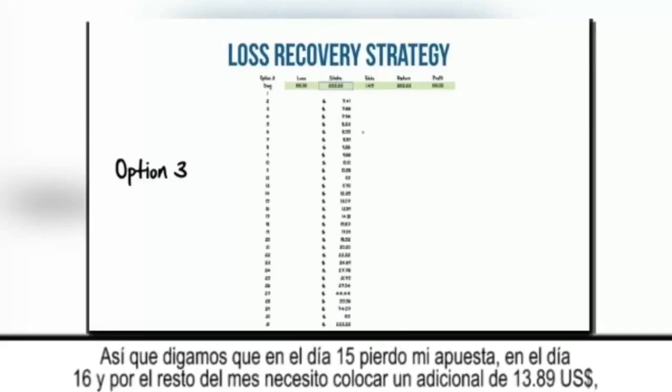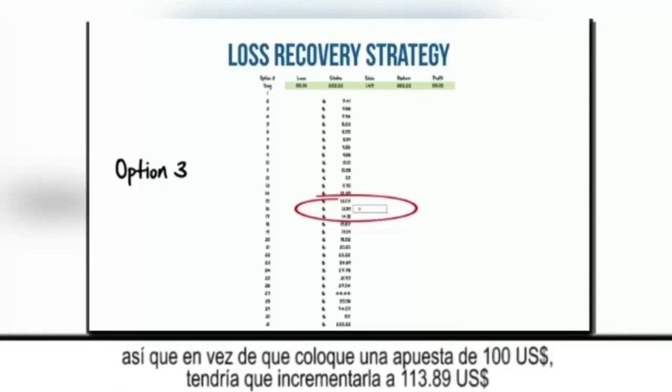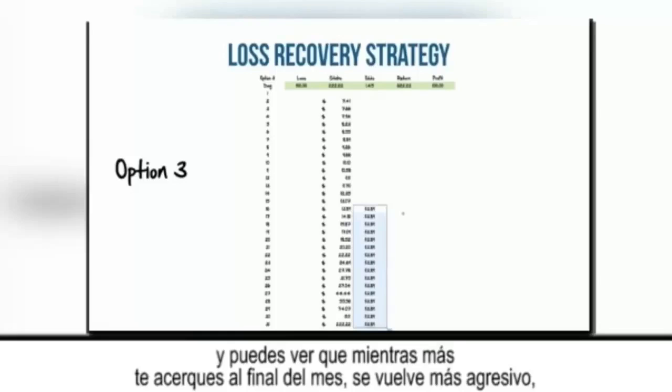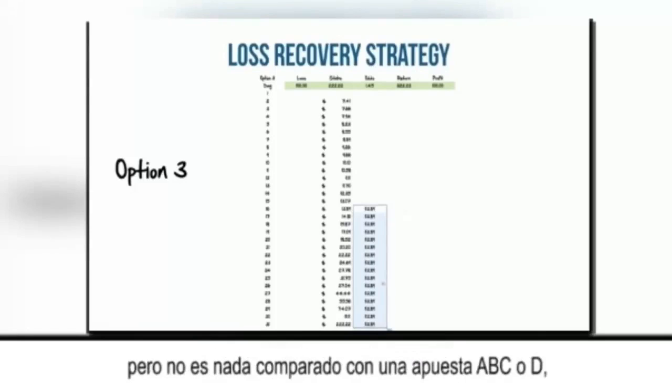So let's say on day 15 I lose my bet. On day 16, and for the remainder of the month, I need to place an extra $13.89. So instead of placing a $100 bet, I would have to increase it to $113.89 for the remainder of the month. And you can see the closer you get to the end of the month, the more aggressive it becomes, but it's still nothing like an A, B, C or a D bet.